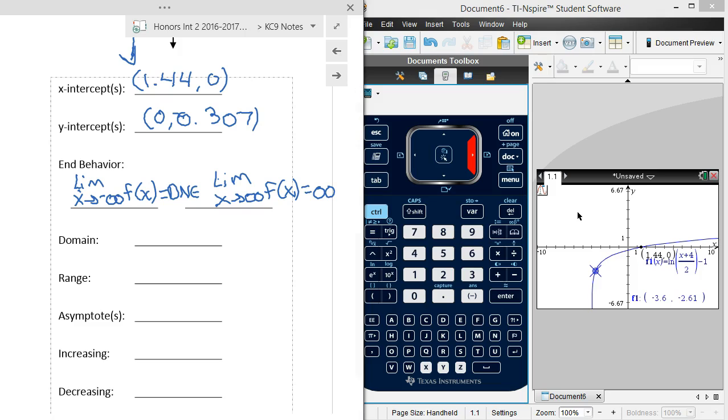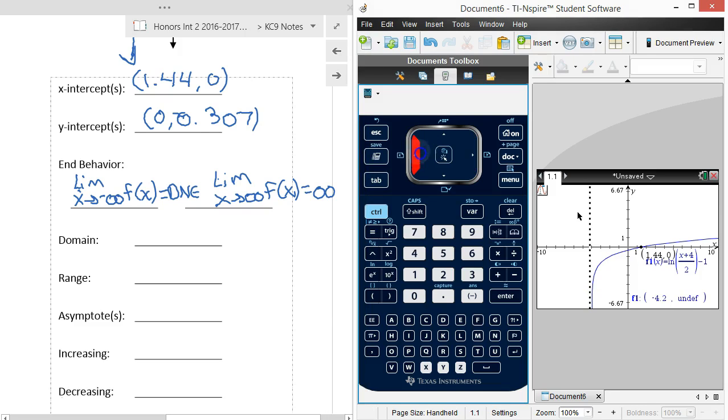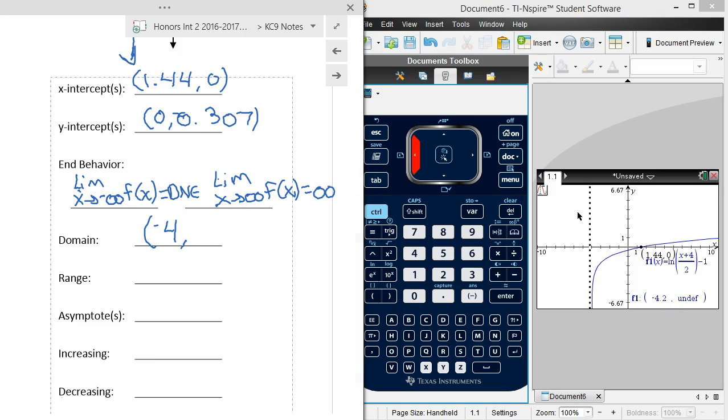My domain, now where is it going to stop? I'm at negative 3.6, I'm at negative 3.9, negative 4.2, it stops. So where is it actually starting? It's actually starting at negative 4. Again, probably going to be one of the numbers in your function. Negative 4, and it will go on forever. For logarithmic functions, right? They have no restrictions on the range.